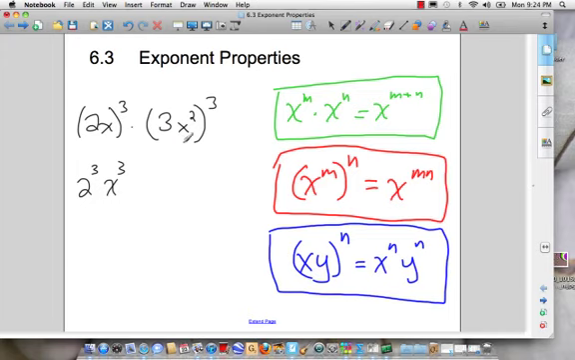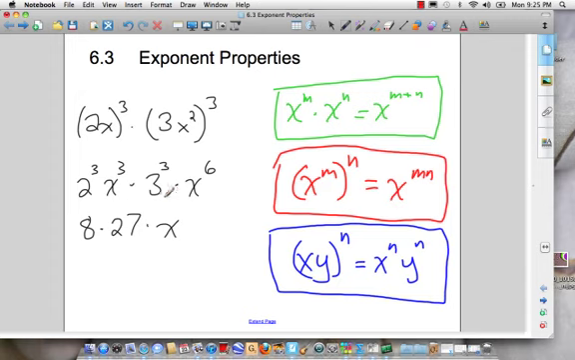And similarly here, I have 3x squared in parentheses and an exponent outside. So I need to distribute that exponent, and I get 3 cubed times, if I take x squared and cube it, that's this rule in red, so I have to multiply those exponents. And then we can clean this up. 2 cubed, or 2 times 2 times 2, is 8. And then let's go ahead and do the 3 cubed. That's 3 times 3 times 3, or 27. And then x cubed, x to the 6th.